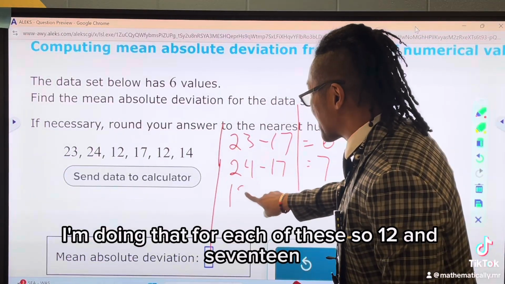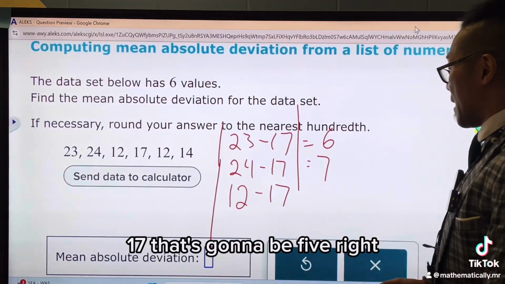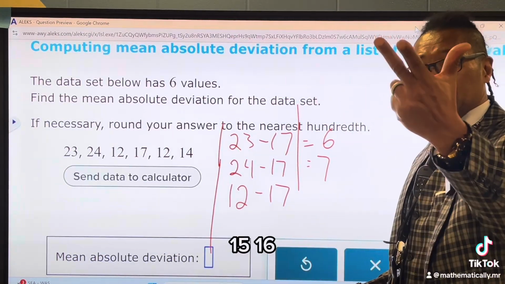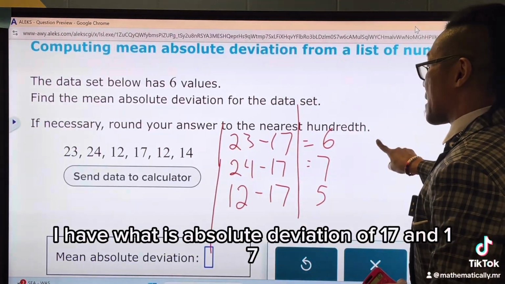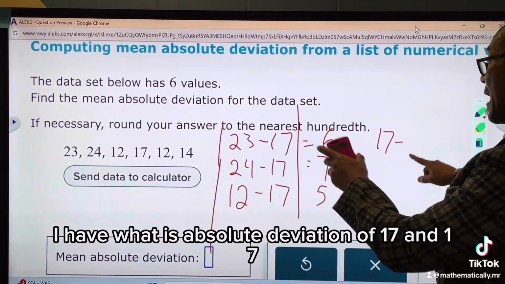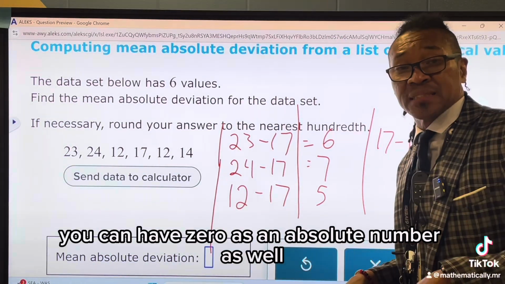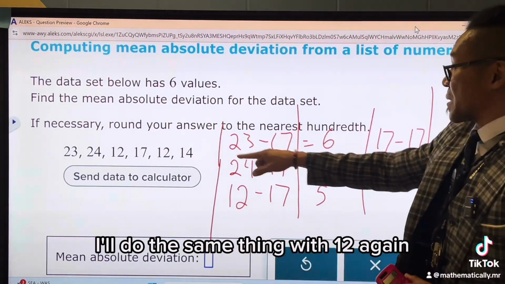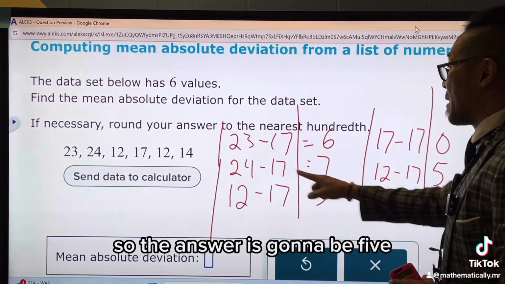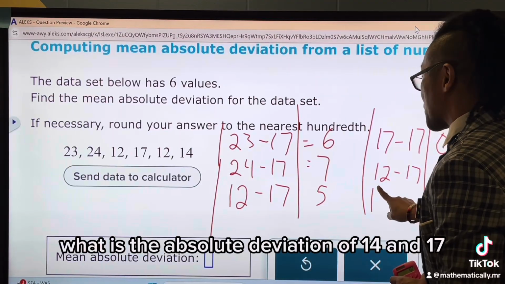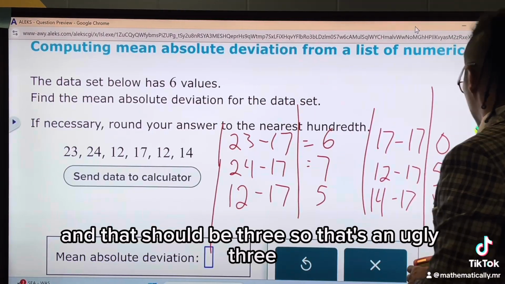I'm doing that for each of these, so 12 and 17. That's going to be 5, right? 13, 14, 15, 16, 17, that's 5. I'm going to do it for the next set. What is the absolute deviation of 17 and 17? Well, that is going to be 0. You can't have a negative as an absolute number as well. I'll do the same thing with 12 again, and we already did that earlier, so the answer is going to be 5. Then for the last one, what is the absolute deviation of 14 and 17? That should be 3.